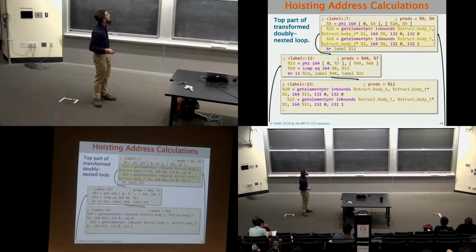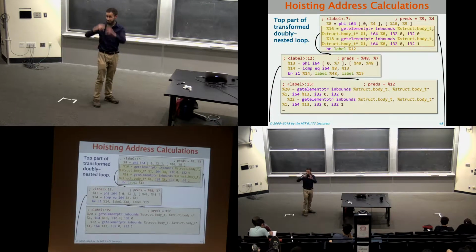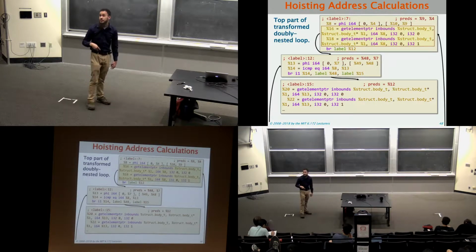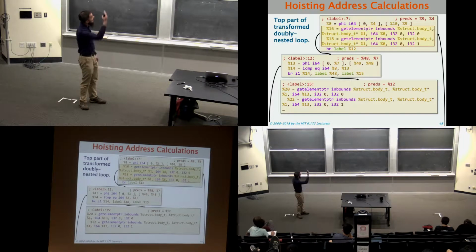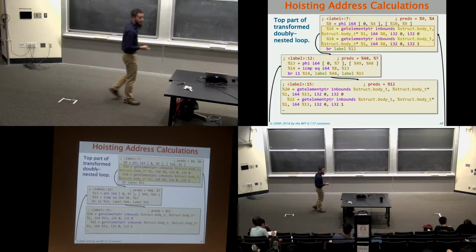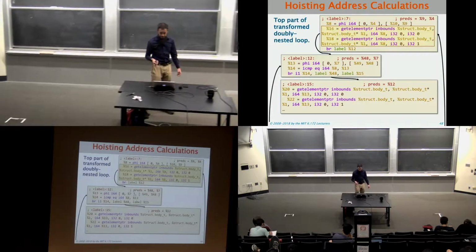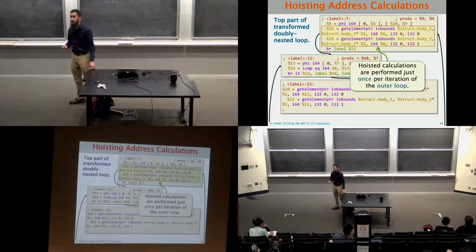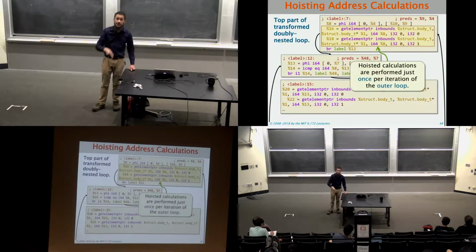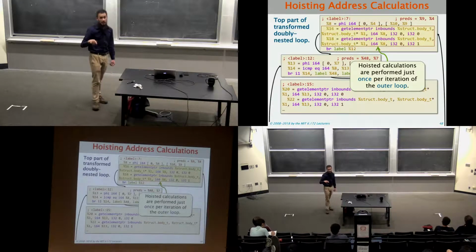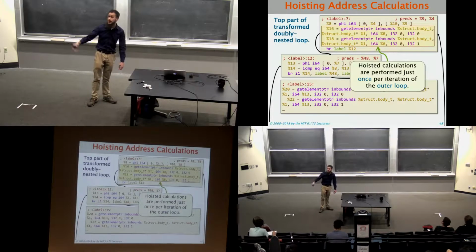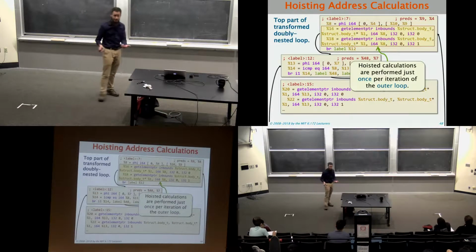And once you hoist them out, you end up with a transformed loop that looks something like this. What we have is the same outer loop control at the very top, but now we're doing some address calculations there, and we no longer have those address calculations on the inside. As a result, those hoisted calculations are performed just once per iteration of the outer loop, rather than once per iteration of the inner loop. And so those instructions are run far fewer times. You get to save a lot of running time.